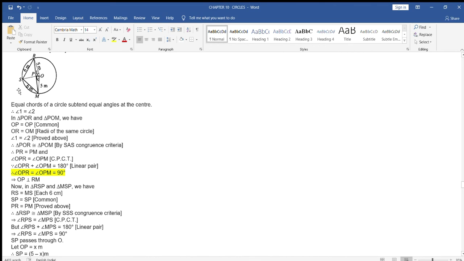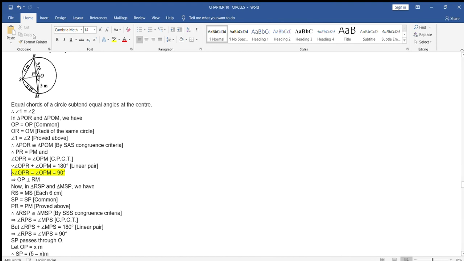RSP and MSP. Now in these two triangles, what are we having? We are having RS equals MS. Another thing we are having, SP is common. And one more thing, PR equals PM. Now by SSS both triangles are congruent, and once both triangles are congruent, the remaining parts are equal.